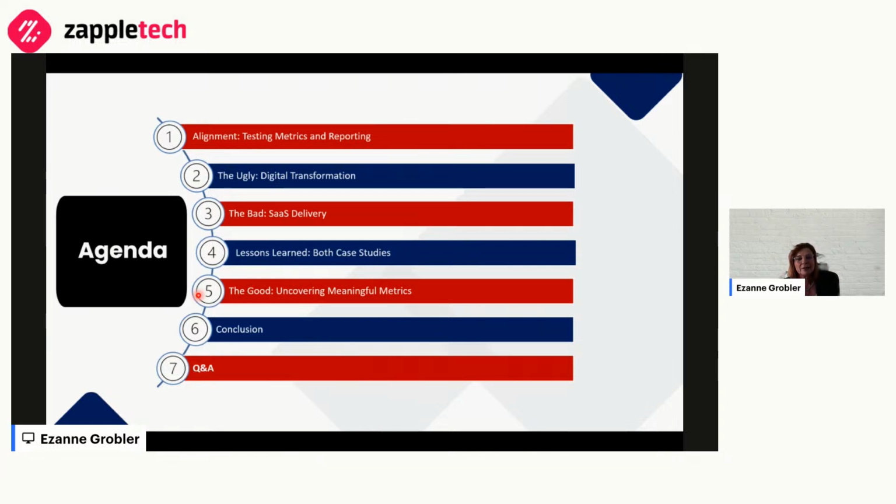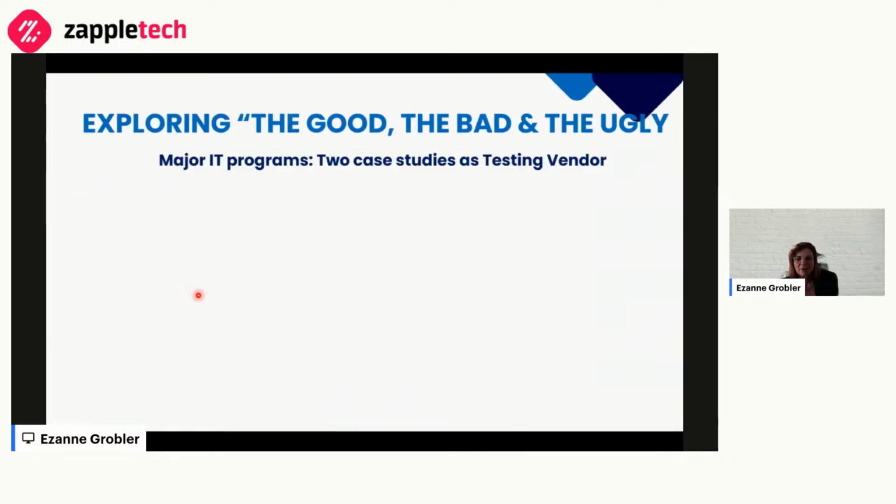uncovering meaningful metrics. So my aim is to literally share with you lessons learned from the past, but also how we as IOCO actually started unpacking and becoming a lot more effective and efficient in terms of our testing metrics. It's a journey. It's an ongoing journey. So I'll even share that with you. And then ultimately what we jump to conclusion in terms of our experience on the ugly project, experience on the bad project, and then why do we really want to focus on the good. We'll end up, if time permits, with question and answer.